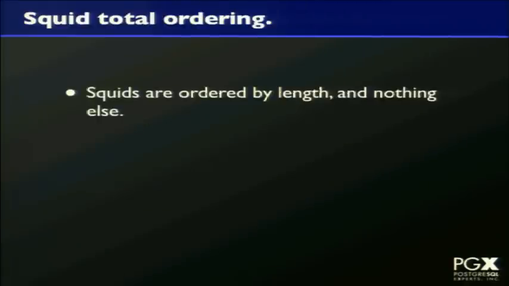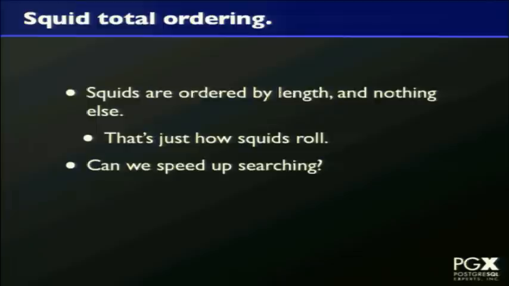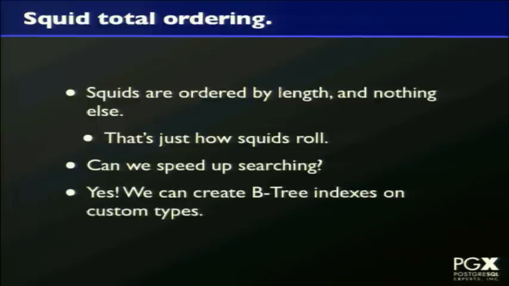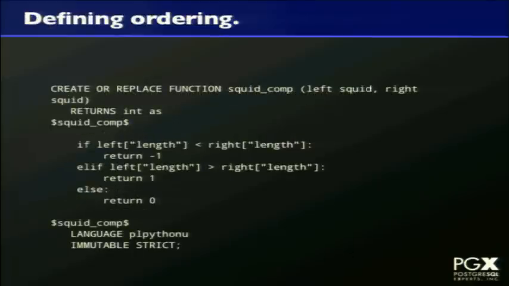But squids, fortunately, have total ordering. Squids are ordered by length and nothing else. That's just how squids are, just accept this. Given that, can we speed up searching on these? Yes, we can create full B-tree indexes on custom types with relatively little pain. The first thing we need to do is define a squid comparison function. Well, we just said that the only thing that matters is length, so we just do this. It behaves like good old-fashioned comparison functions that have been around since Fortran. Return -1 if left is less than right, 1 if it's greater than right, 0 if they're equal.